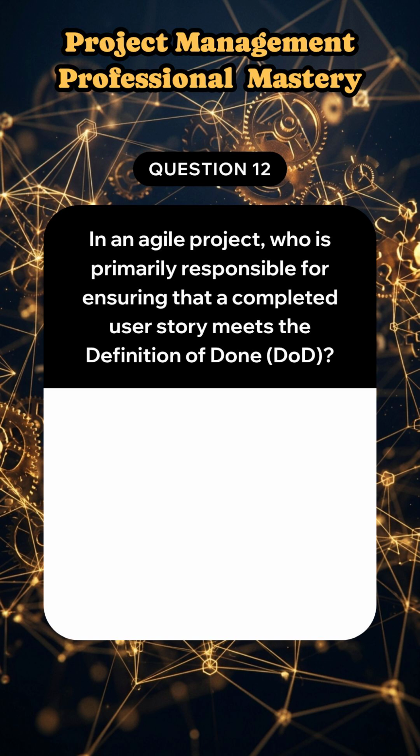In an Agile project, who is primarily responsible for ensuring that a completed user story meets the definition of done, DoD?